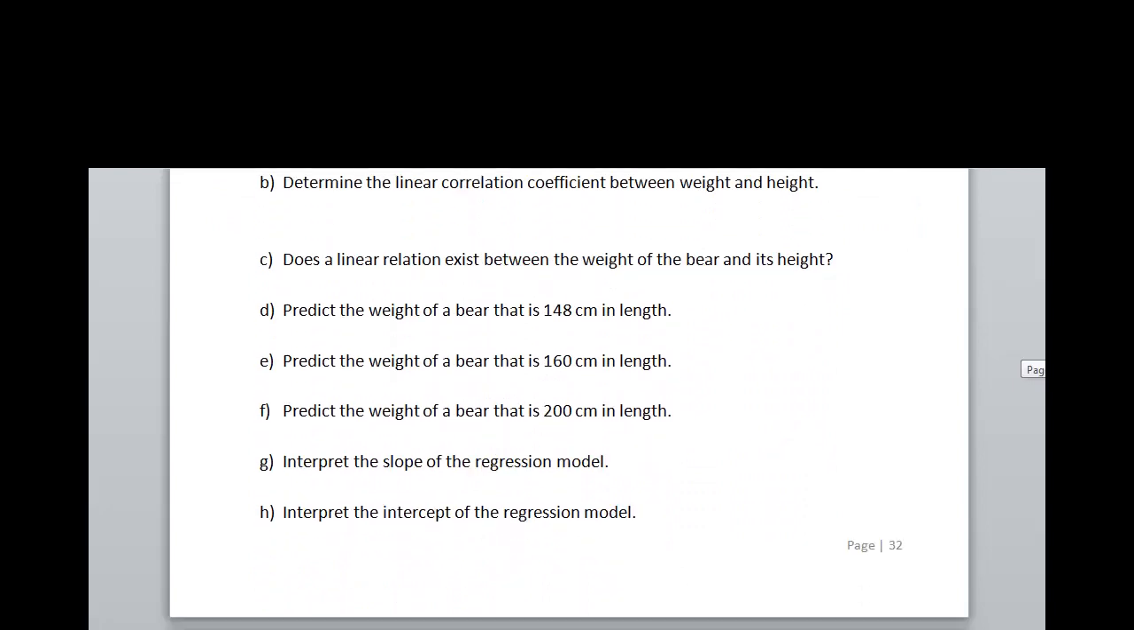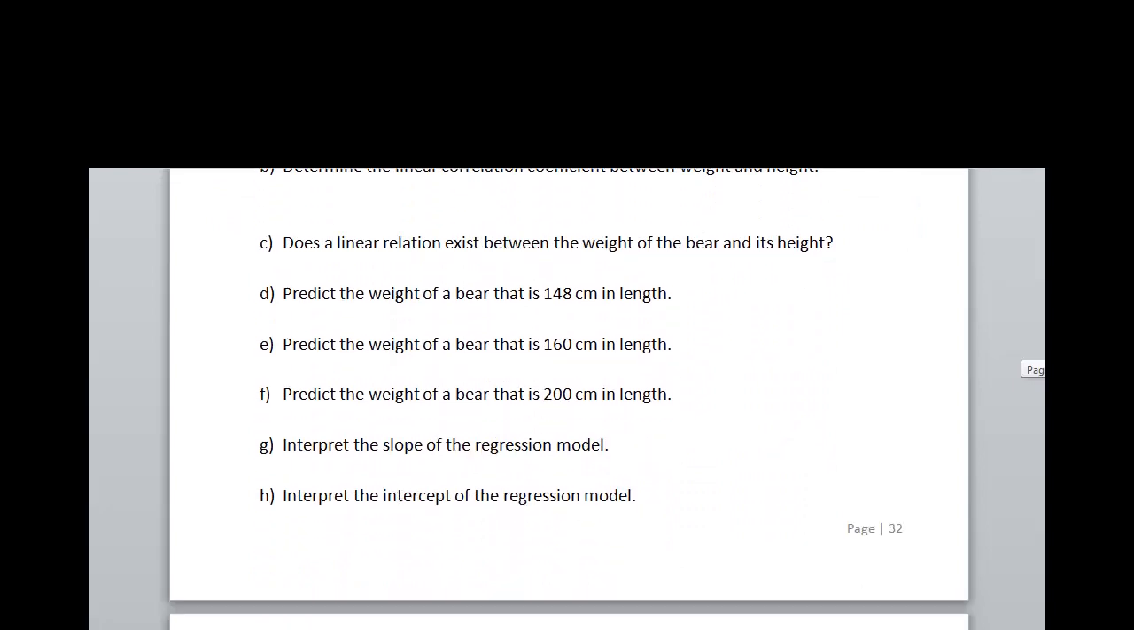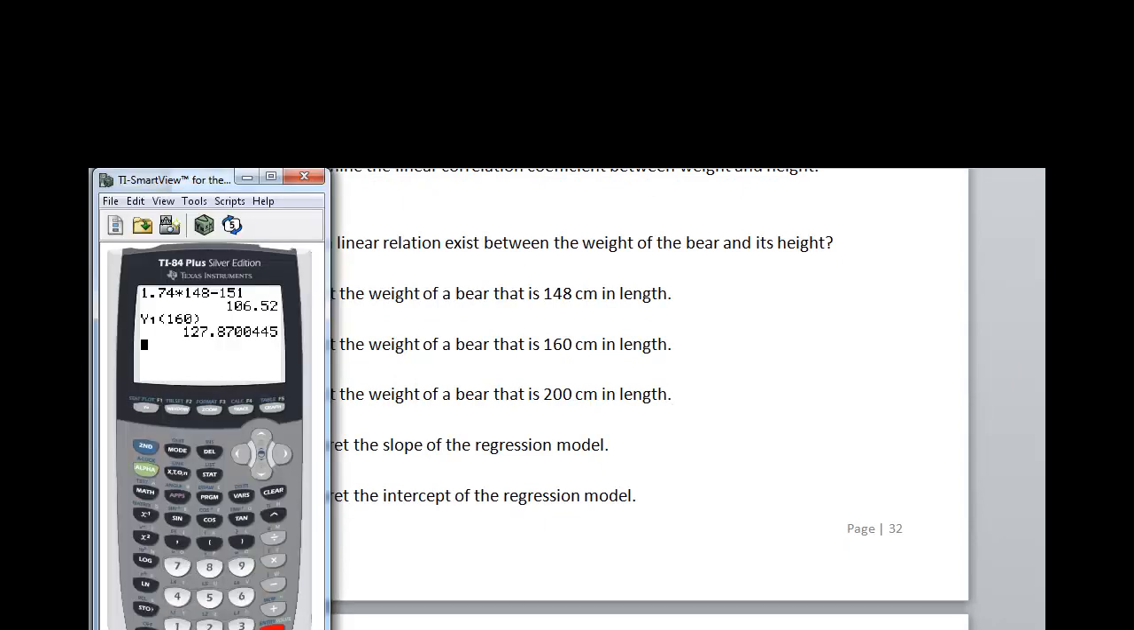I interpret the slope of the regression model. Okay, we wrote down our model a little while ago. We said that it was something like y hat equals 1.74x minus 151.